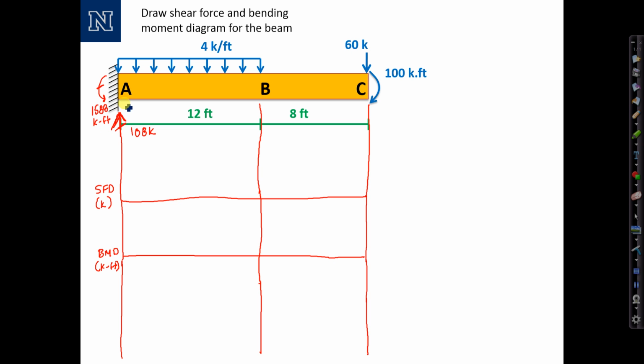Note that because we're using numbers here, on my shear force diagram I'm indicating the units in kips, and my bending moment diagram is in units of kip feet. Now let's start by drawing the shear force diagram.